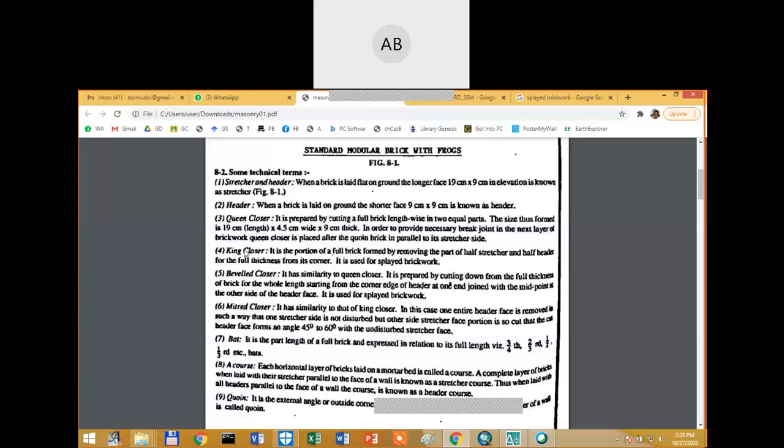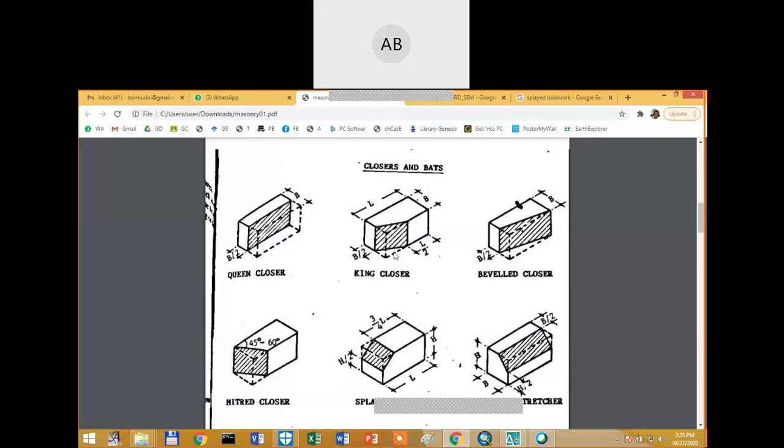Then next is known as the king closure. So you see the drawing before reading the definition. This is a normal brick. This is our stretcher side, this is the header side. On the header side, if you cut the brick halfway starting from the header side and halfway along the length, and you pick out one portion, the remaining portion will be known as the king closure. It will be something like this.